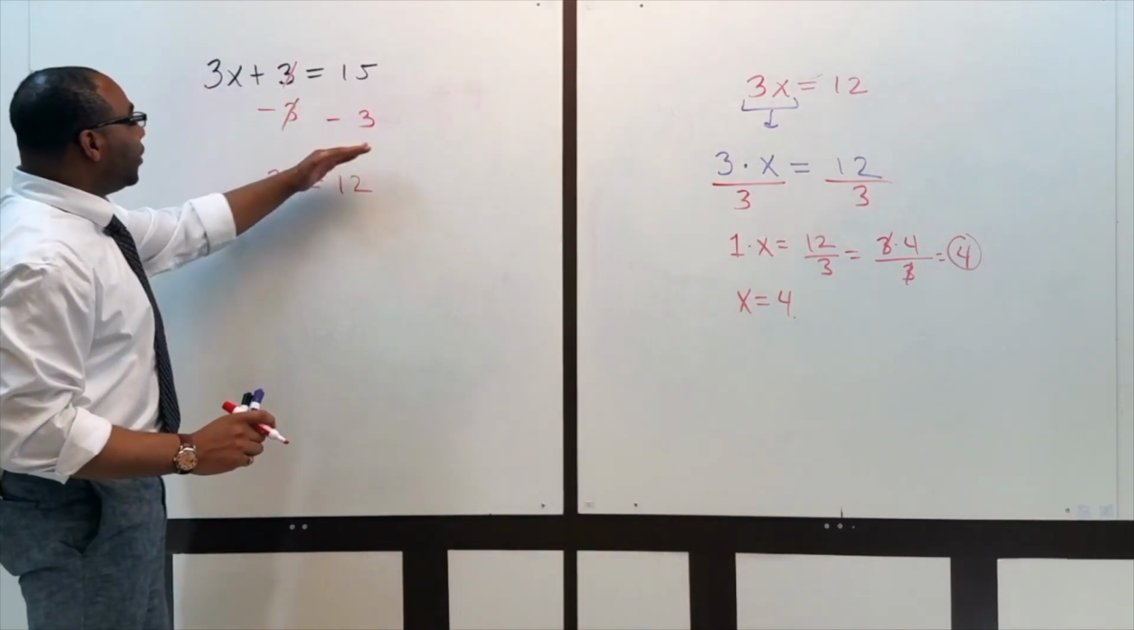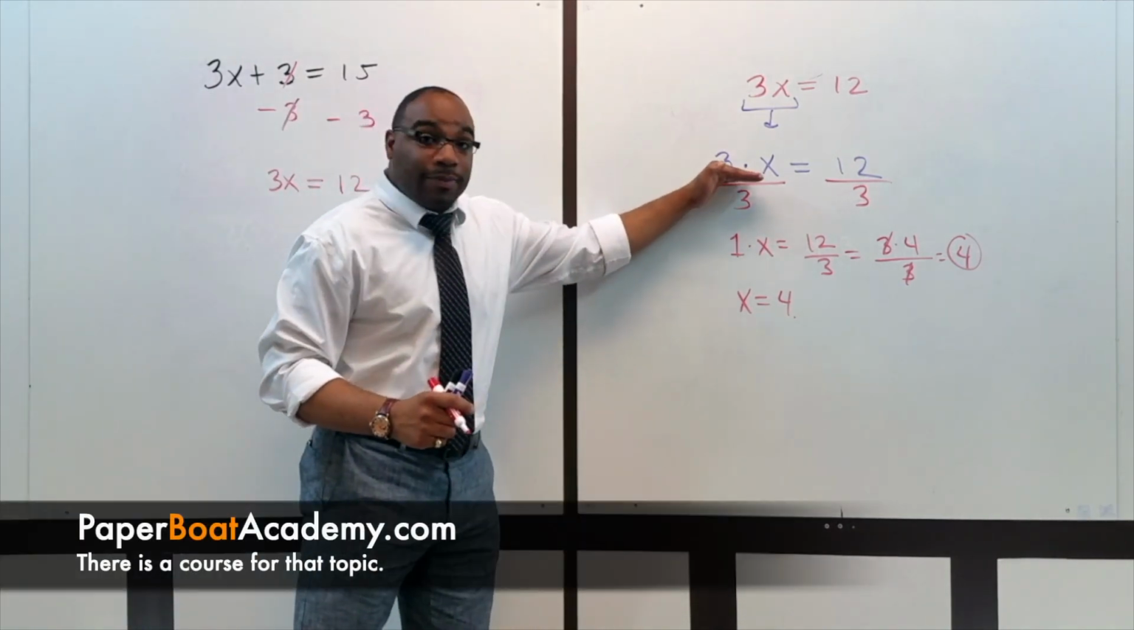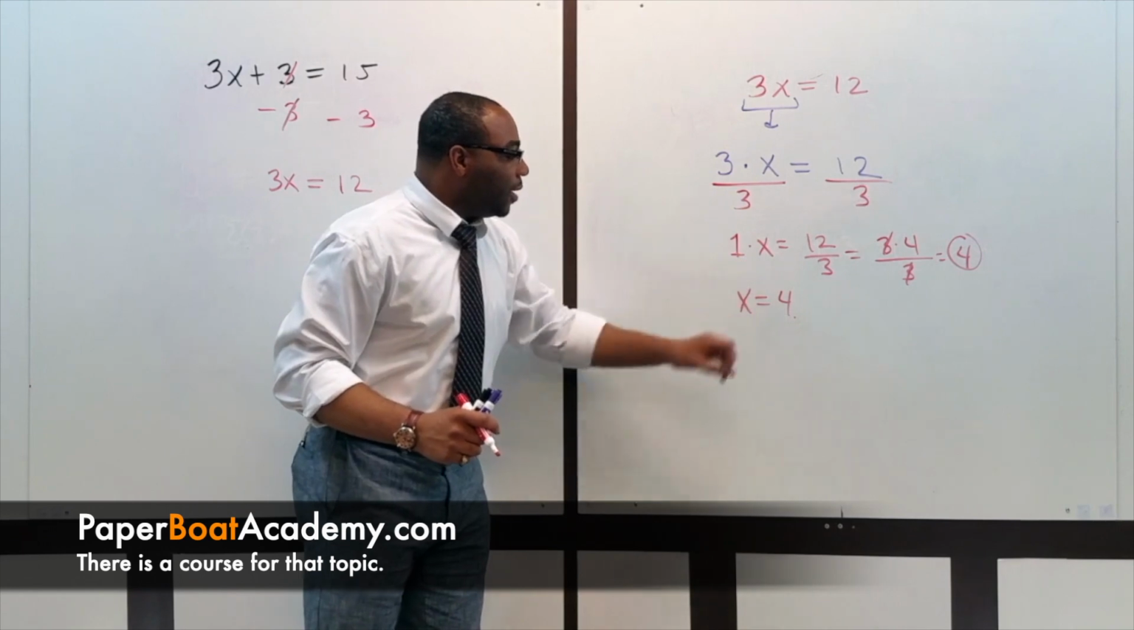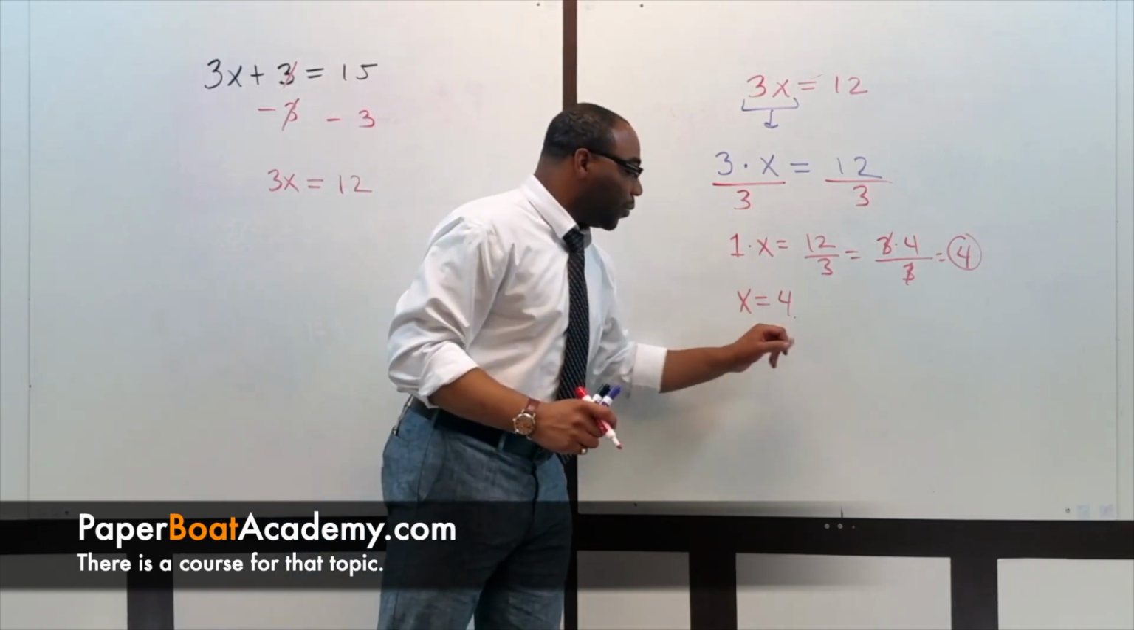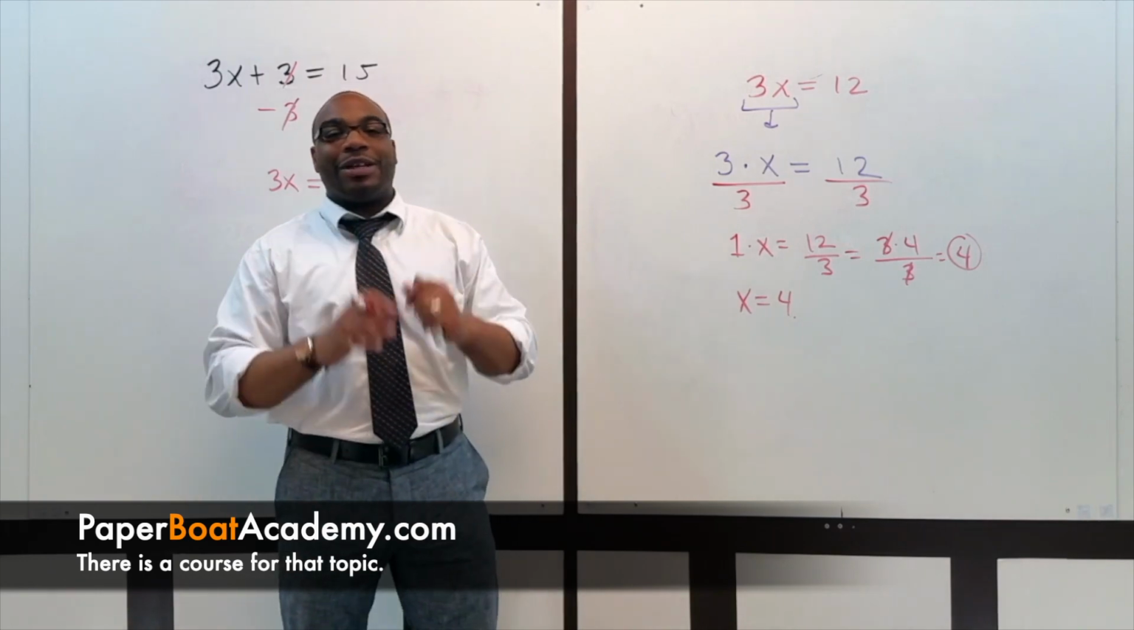We got rid of the 3. Then we used the opposite operation of division in order to get x by itself. And we discovered here that x is equal to 4. Let's continue on with some practice problems, and I'll be there to give you a great explanation.